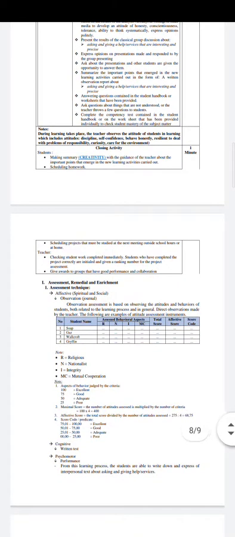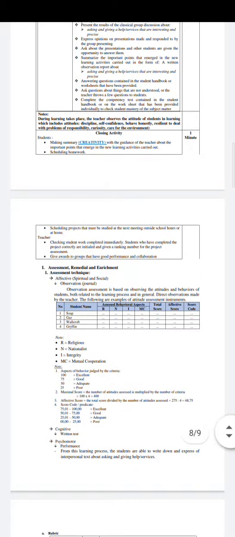And there will be a closing activity. The closing activity will take about 1 minute. The students will make a summary with the guidance of the teacher about the important points that emerge in the new learning activities carried out, and it will be scheduled for homework and scheduled for projects that must be studied at the next meeting outside school hours or at home.